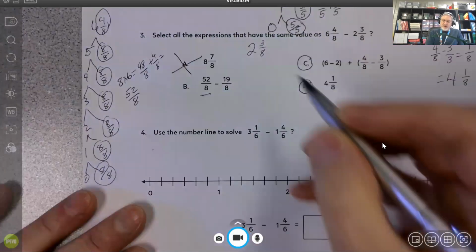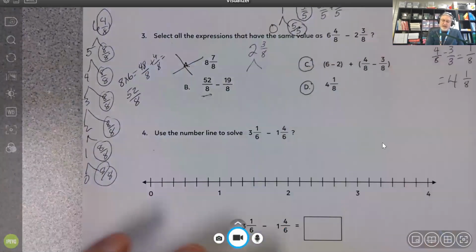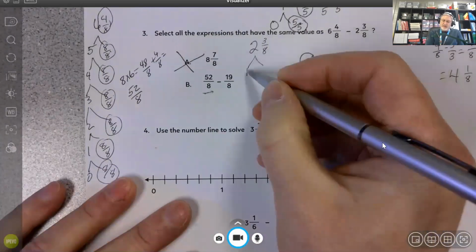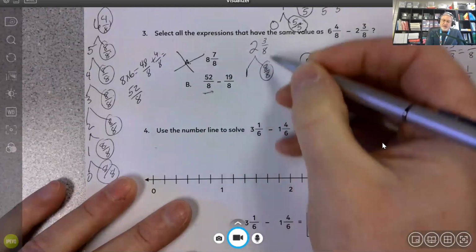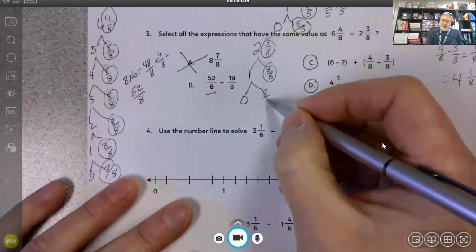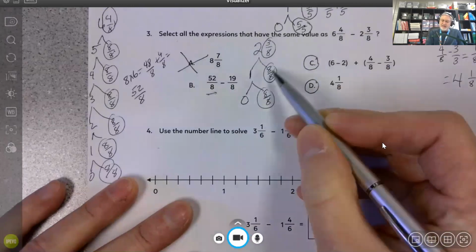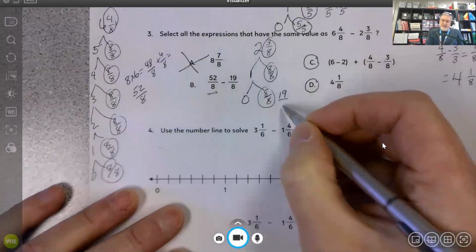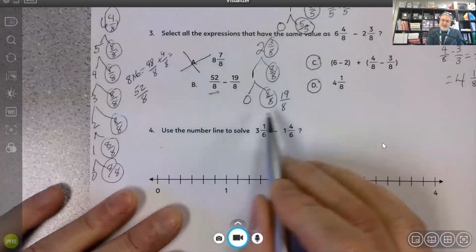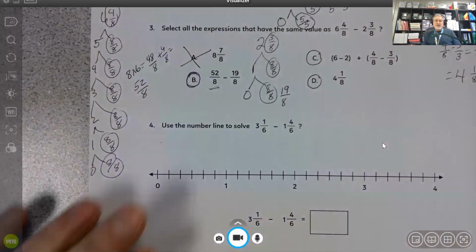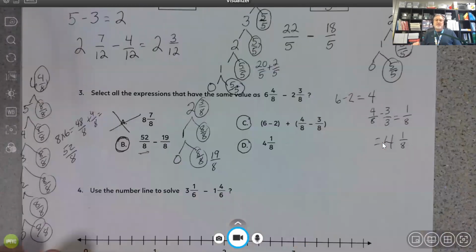And again, we're going to use our number bond to decompose that into an improper fraction. So if I take 1 away, it's a 1, and this is 8/8. Circle my 3/8. Take 1 away, I have 0 and 8/8. So 8 plus 8, 16. 16 plus 3 is 19. So then I have 52/8 minus 19/8. This is also correct. So actually it has 3 correct answers.